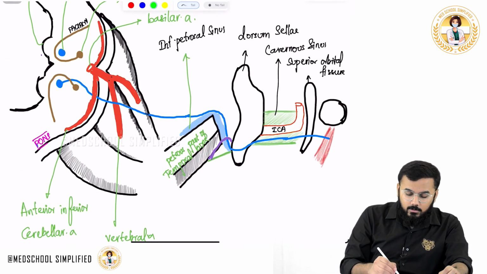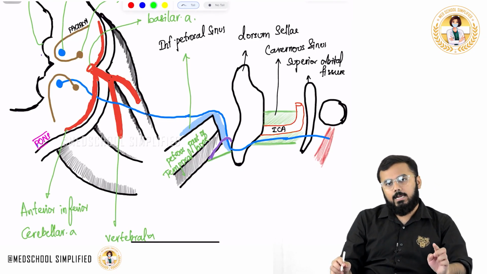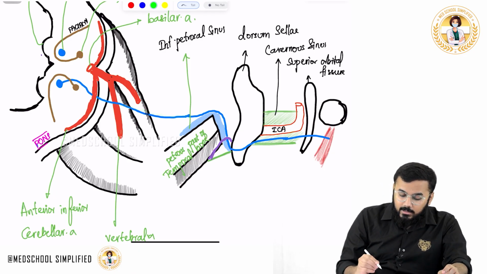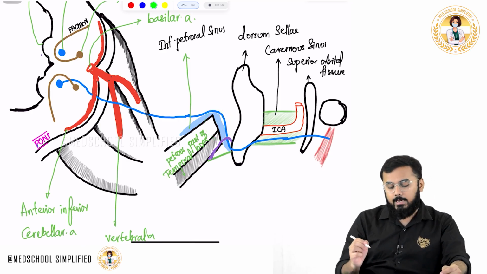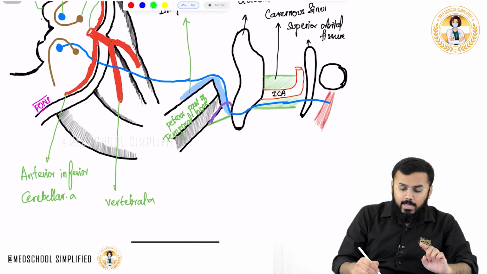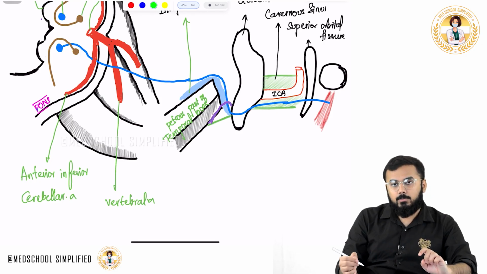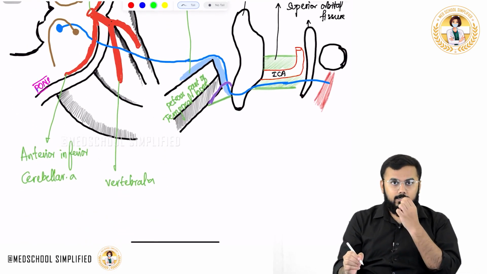So this abducent nerve is passing between two arteries. One is called the vertebral artery, another one is called the anterior inferior cerebellar artery. It is passing in between the two arteries, and this nerve is going directly to where? It is going directly to the tip of the petrous part of the temporal bone. And then, along with that, this nerve is passing along the tip of the petrous part of the temporal bone, where which sinus is present? Your inferior petrosal sinus is present.